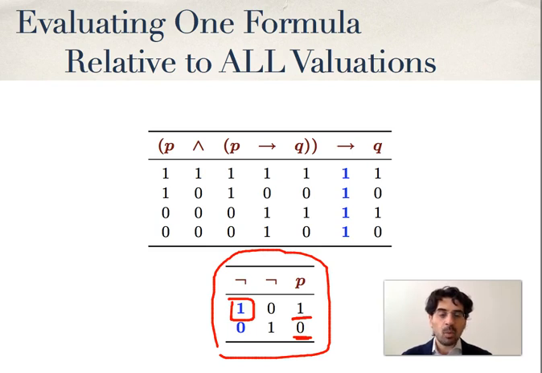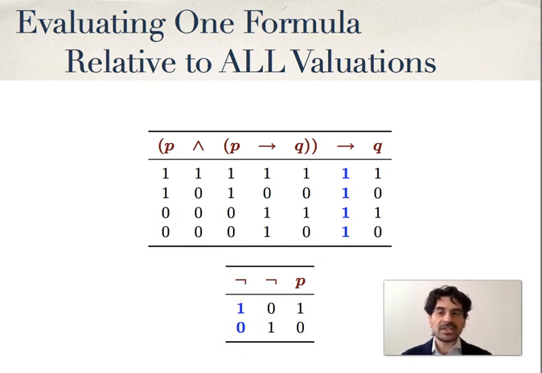If we consider the second valuation, namely the one that assigns 0 to P, then the truth value of not P will be 1. And this follows from the truth table for the negation. If P has truth value 0, then not P will have truth value 1, and not not P will again have truth value 0. So not not P is a formula that is true relative to one valuation, but false relative to another valuation.